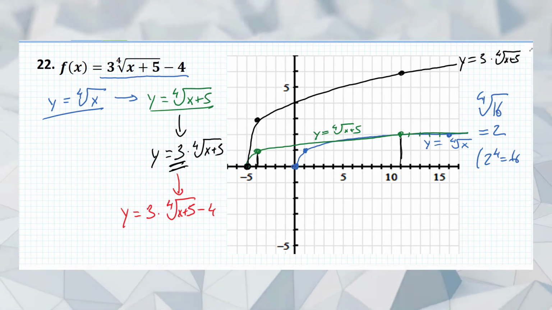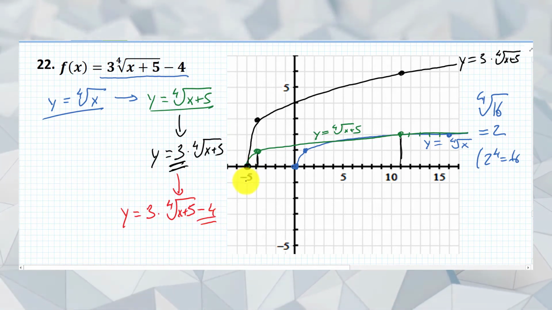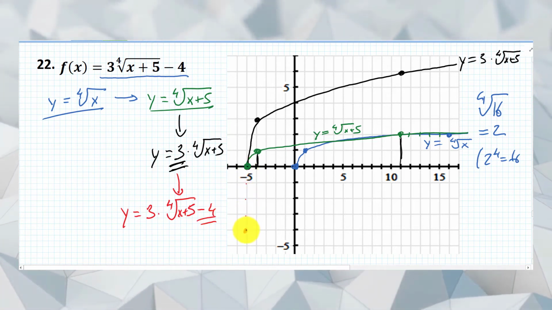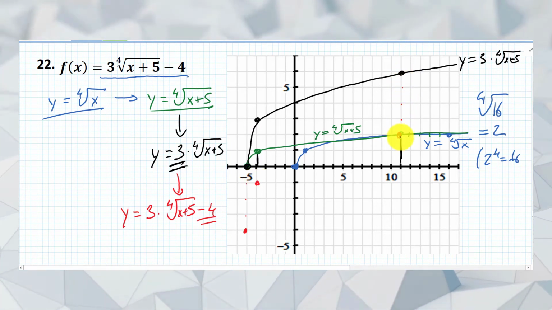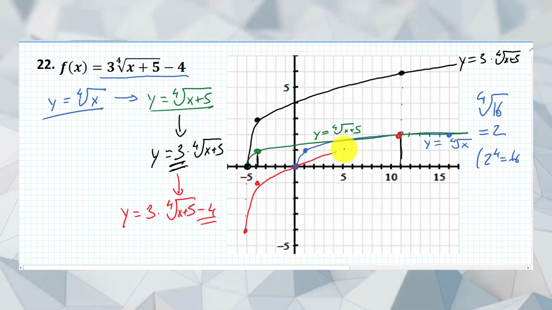And finally, I want to go down 4. So 1, 2, 3, 4. 1, 2, 3, 4. And 1, 2, 3, 4 right here. So this is my final graph.